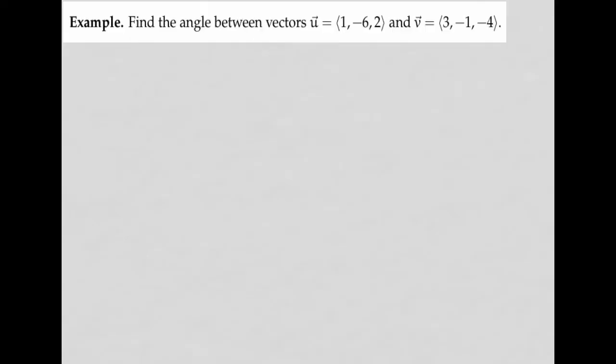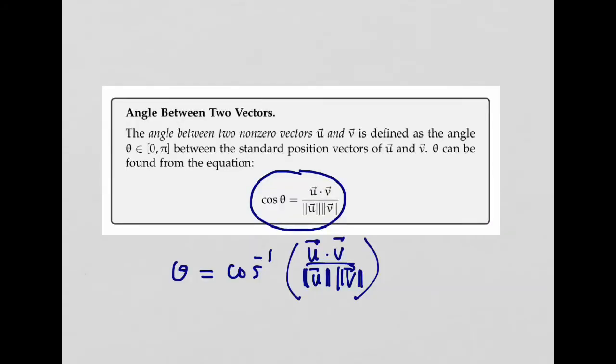Here's an example. Find the angle between vectors u with components 1, minus 6, 2 and vector v with components 3, minus 1, minus 4. To find the angle theta between vectors u and v, we're going to use the equation cosine theta equals u dot v divided by the product of the magnitude of u and the magnitude of v. Let's start out by computing u dot v, magnitude of u, and magnitude of v first.